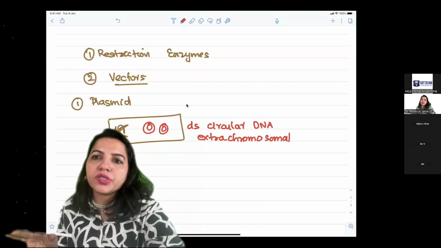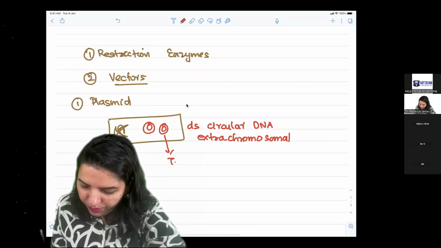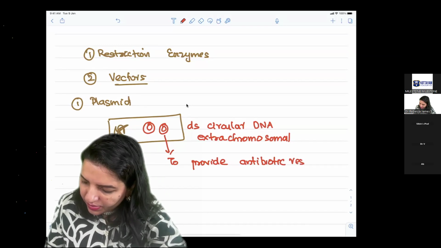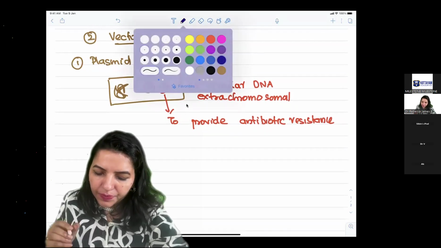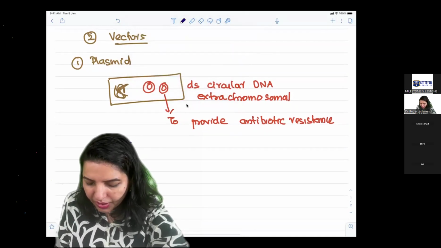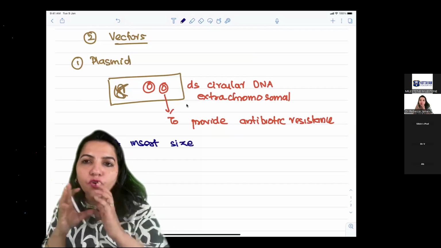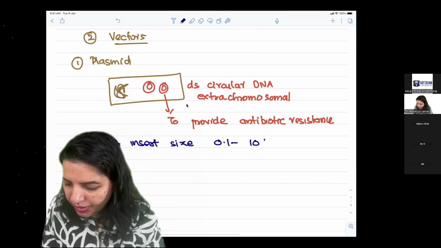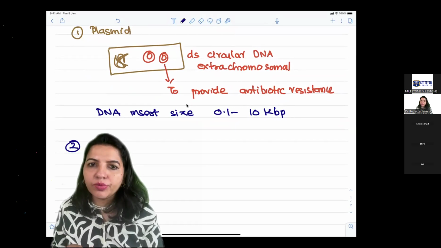Now, in the bacteria, what's the function of plasmid? That is also a question. That is to provide antibiotic resistance. That is a function of plasmid. Next, what we have to learn is the DNA insert size, or how much foreign DNA, or passenger DNA, that you can incorporate into a plasmid. 0.1 to 10 kilo base pair, very less.